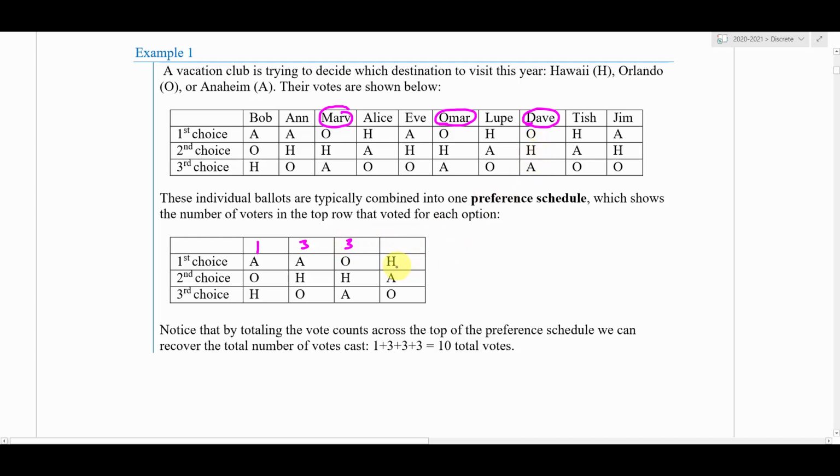And then we've got HAO, so we've got Alice.